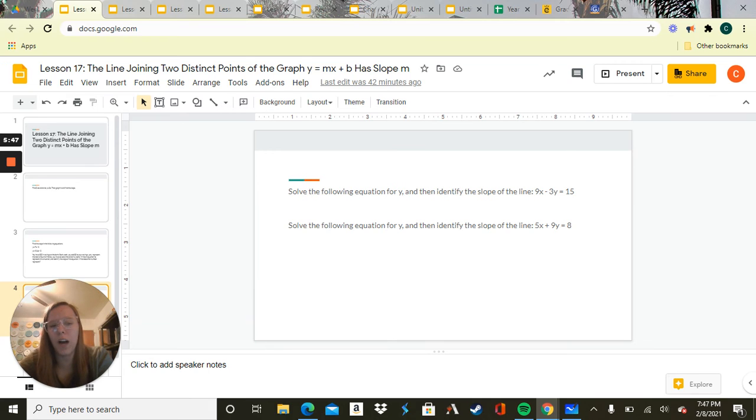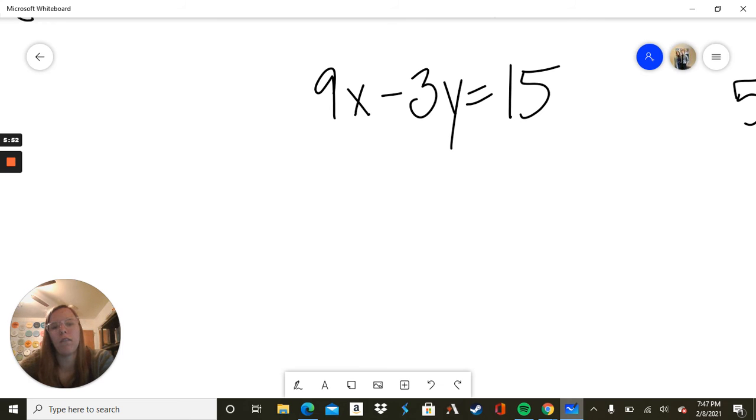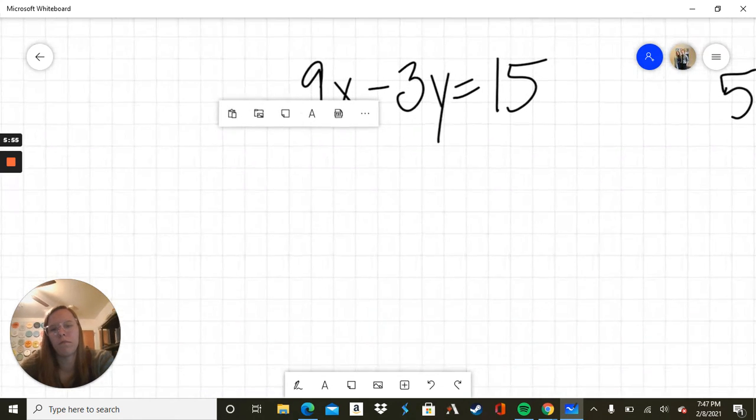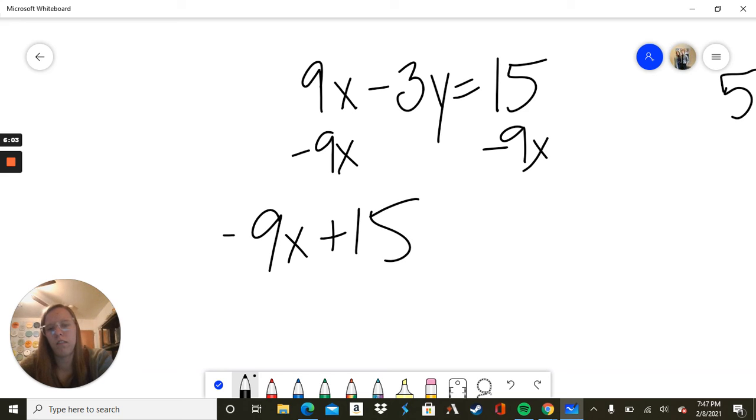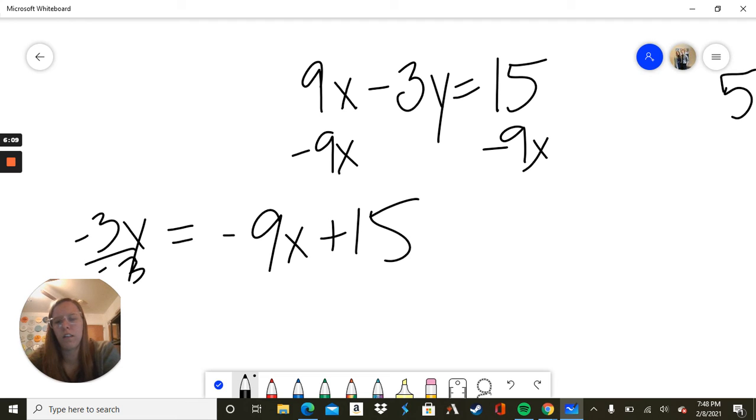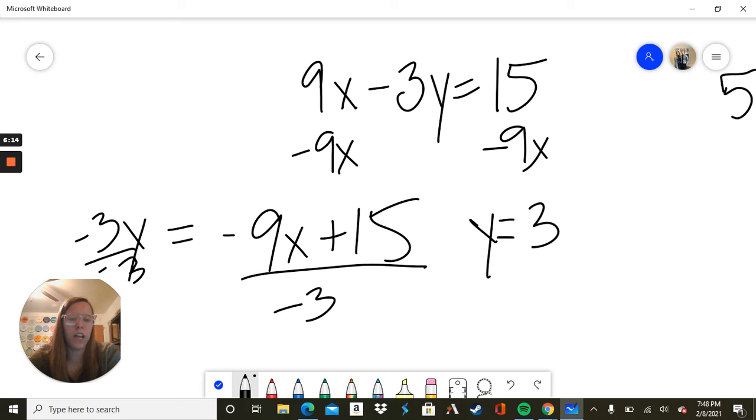Next, we're going to solve for y in the next 2 equations and then identify the slope. So first we have to solve for y. So we're going to subtract 9x on both sides. So negative 9x plus 15 equals negative 3y. We divide by negative 3. We have to divide everything by it. So we get y equals 3x minus 5. So in this equation, 3 is our slope.